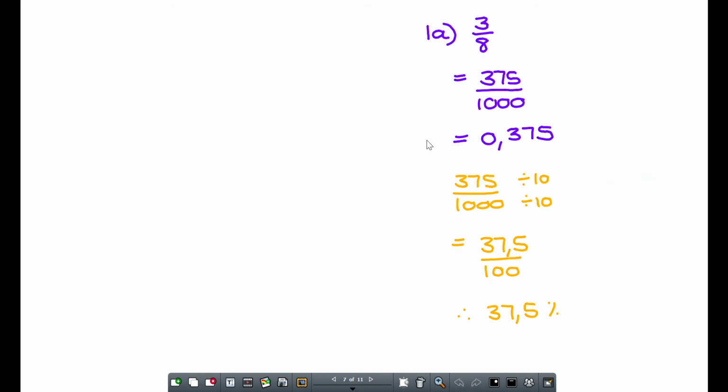Right. Number 1A, write the following fractions and mixed numbers first as a decimal and then as a percentage. So the blue is the decimal and the yellow is the percentage. So I assume you guys cheated and used your calculator. It's fine. It's just when we say without the use of a calculator, then you've got to use the method that we just did. We didn't learn this in Grade 7.